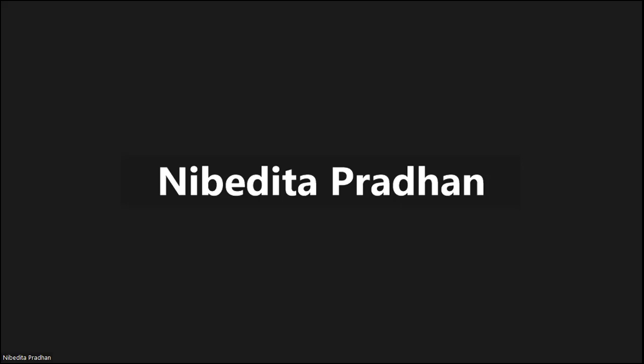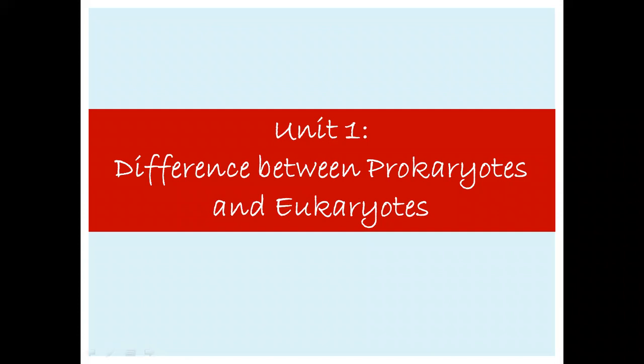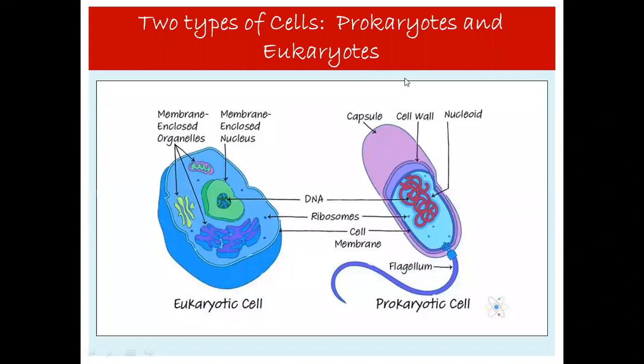Here I will discuss the difference between the structural organization of the prokaryotes and the eukaryotes. Hope all of you can see the slide. We came to know the different structural components and architecture of both types of cells, that is eukaryotes and prokaryotes. Now we will focus on the particular differences between these two types of cells.